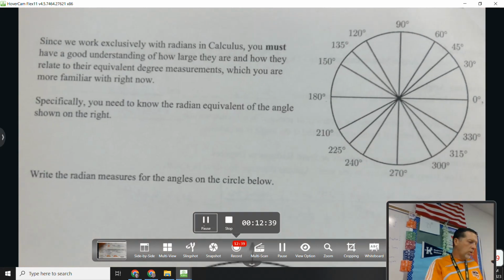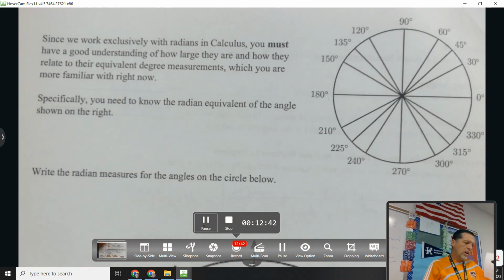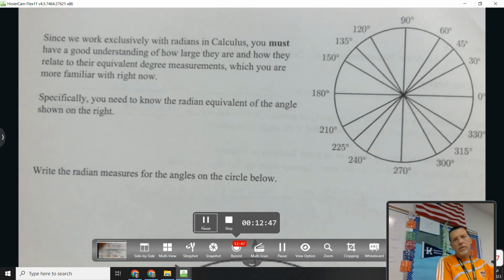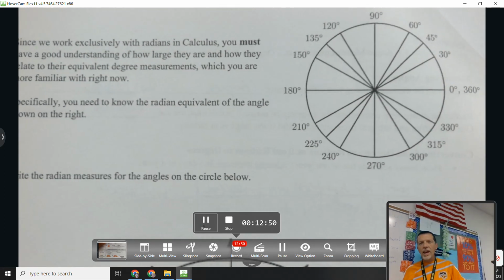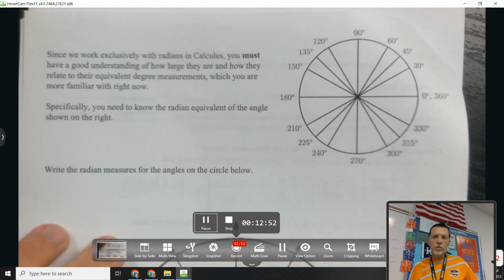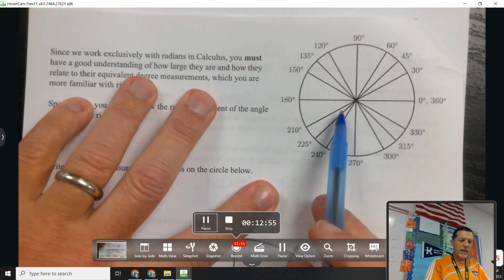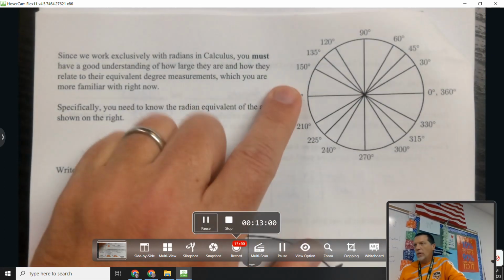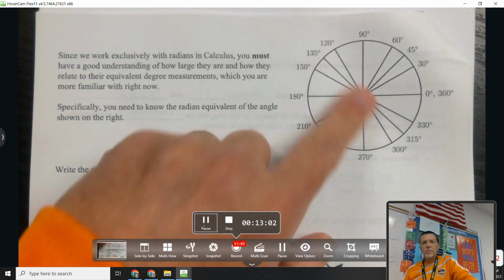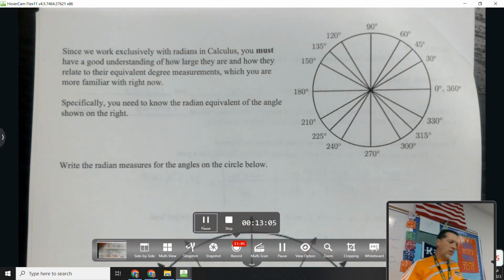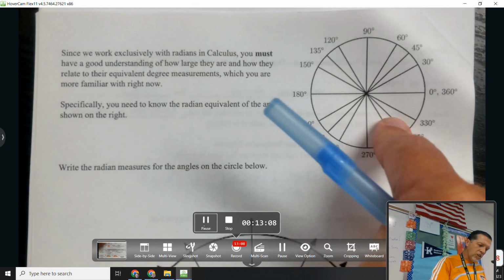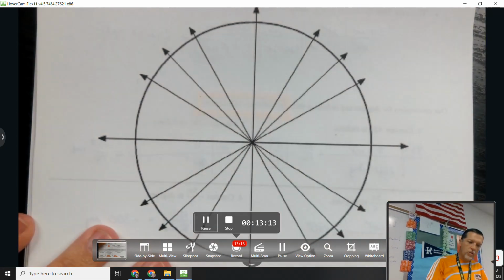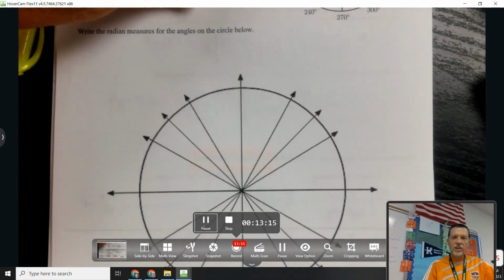All right, since we work exclusively with radians in calculus, we've got to have a good understanding of how big they are, where they are, how they fit on the circle. What about those key angles? And again, you're pretty good with this. I probably could have left that blank and had you fill it out, and you would all have gotten it right within a couple minutes because you're good with degrees. So you do need to know that, but we also need to know how to get the same picture in radians. Now, let's go in an organized fashion here.